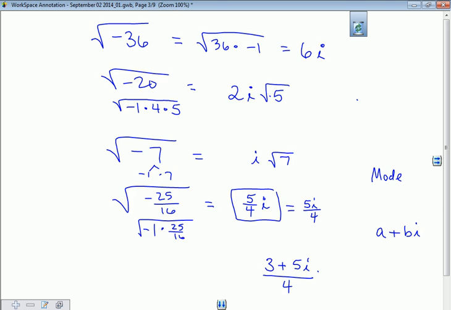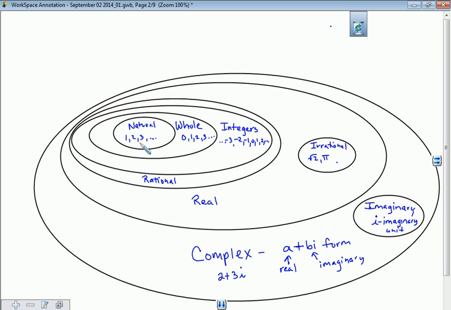So let's go back and look at our diagram then. Did natural numbers fall within complex? Everything. Every number you know now falls within complex.